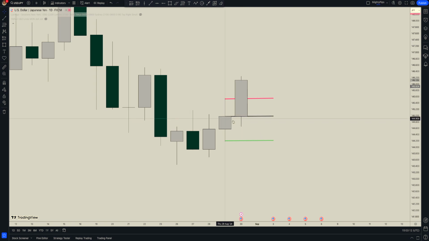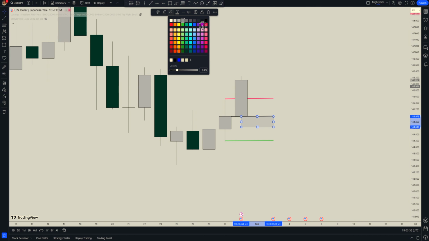So we are looking at this structure. What you want to do is wait for the current candle to close or to produce a wick below that close, so that we are going to be trading this wick here. We are going to mark that wick so that when we go on the lower time frames, we can see that area. Let's make it purple.